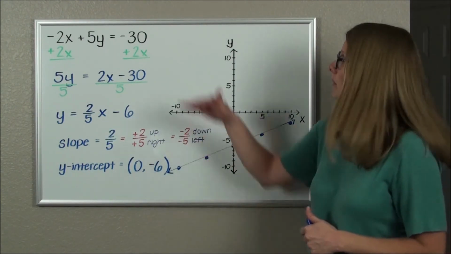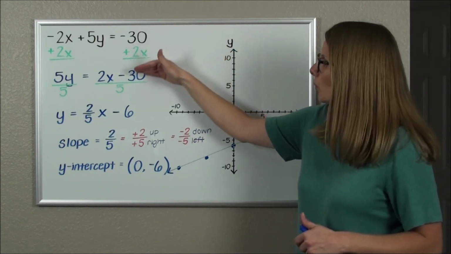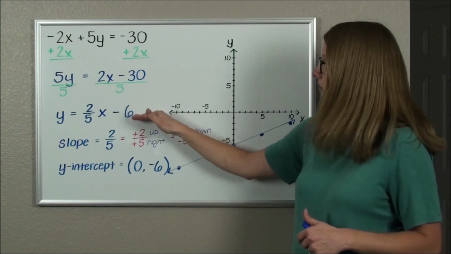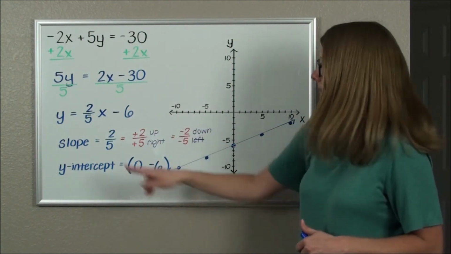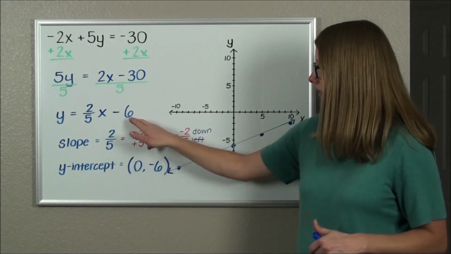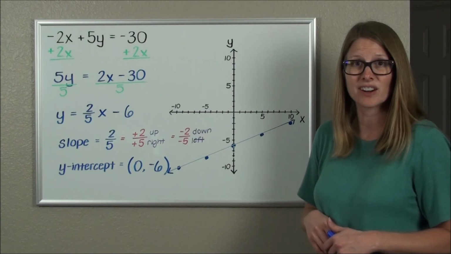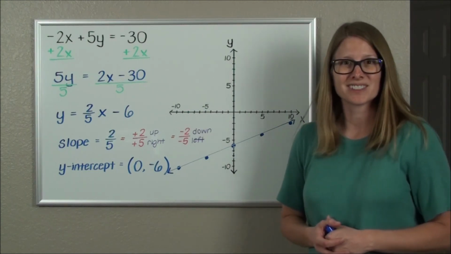So that's an example where we started off with an equation that wasn't really in the best format. We worked to get it in that slope-intercept form, and then it was just the same old from there. Look for the coefficient for your slope, look for the constant for your y-intercept, and then we just put that information down into the graph to get our line. So let's look at a couple others.